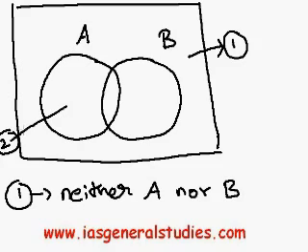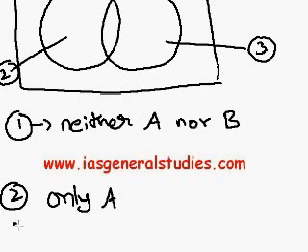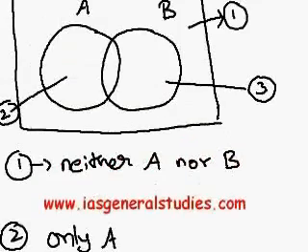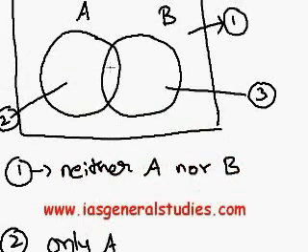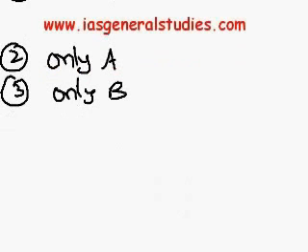This place I have marked as 2, which is nothing but only A. So the place 2 is only A. In the same way, this place is only B. Clear? And this place I marked as 4, that is nothing but both A and B.